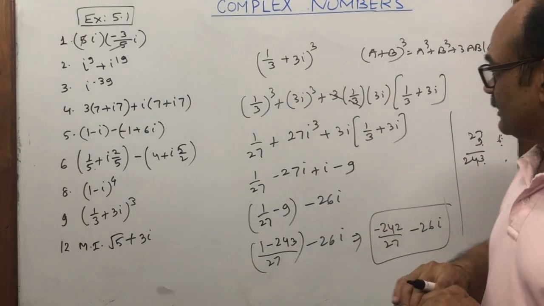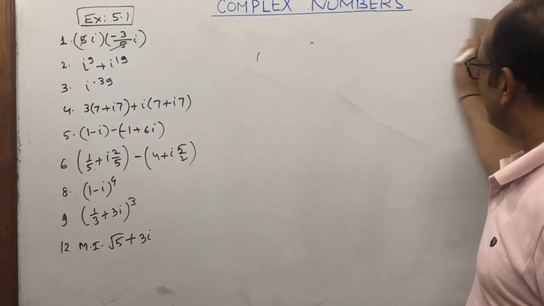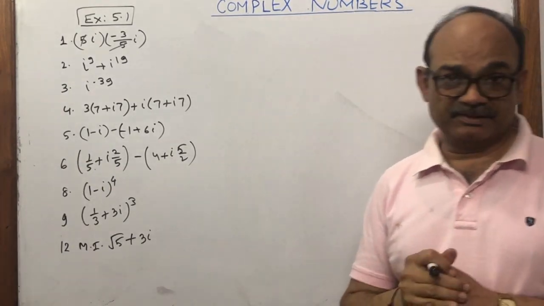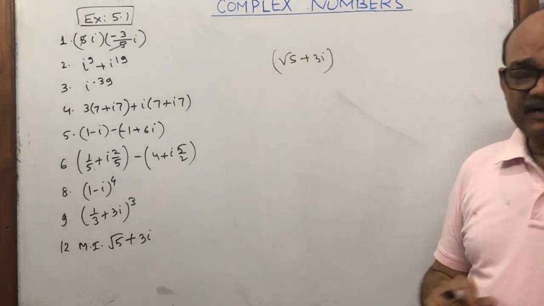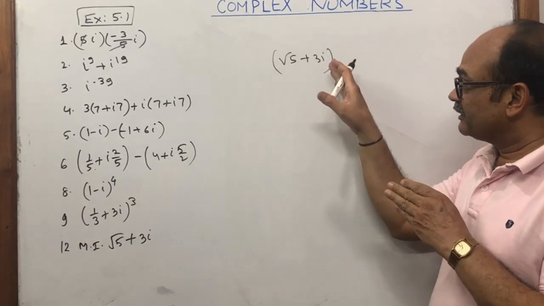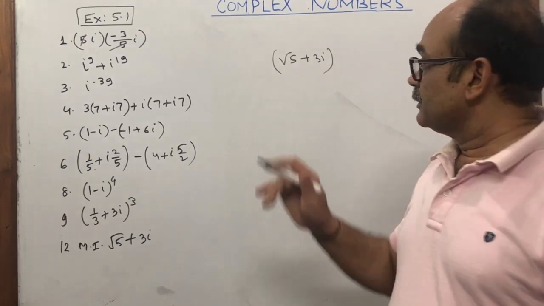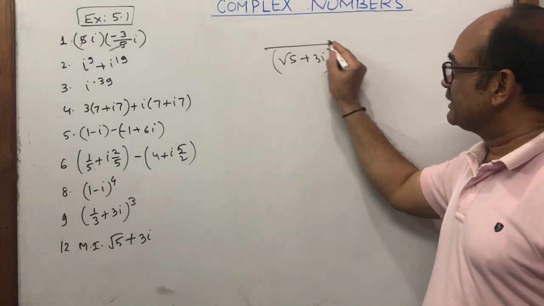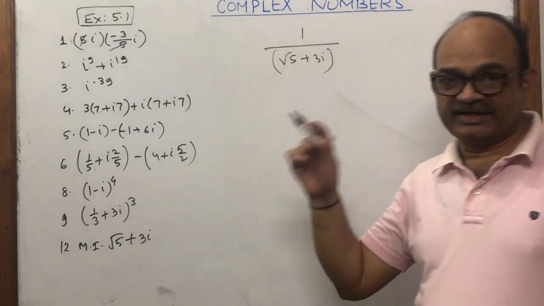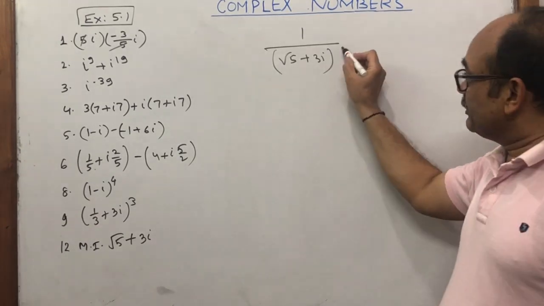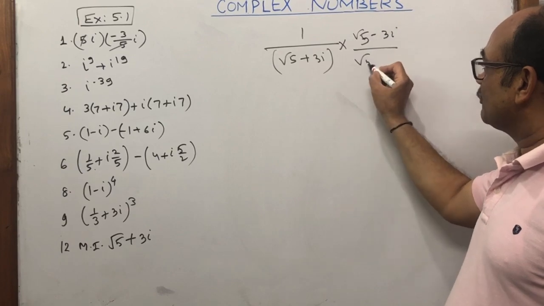And now, what is the multiplicative inverse of the complex number root 5 plus 3 iota? Multiplicative inverse means what should be multiplied by this number so that we will get 1 plus 0 iota. The meaning is multiplicative inverse means reciprocal, because when you multiply this one by this one, you are getting 1. And how do we rationalize it? You know, change the sign of the imaginary quantity.